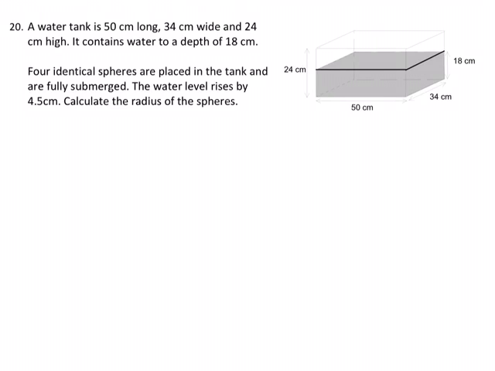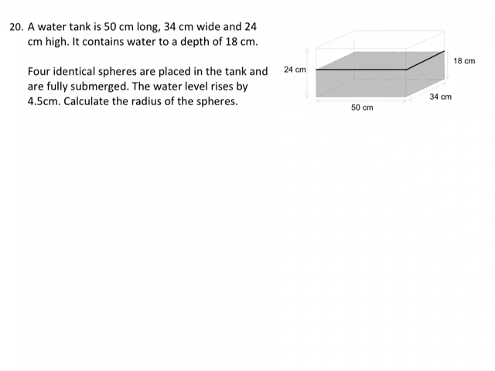We've got 4 identical spheres placed in the tank, and they're fully submerged. The water level rises by 4.5 centimeters. So if it was 18 centimeters deep before we added them, now the water level is going to be 22.5 centimeters if you want to think of it that way. It rose by 4.5 centimeters.